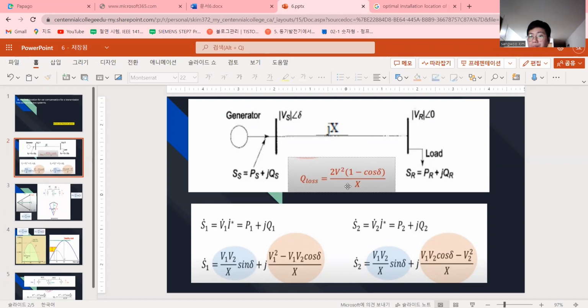So the best location for the bar compensation is actually the middle side. You know what I mean? The middle is the best location. Well, we will see.